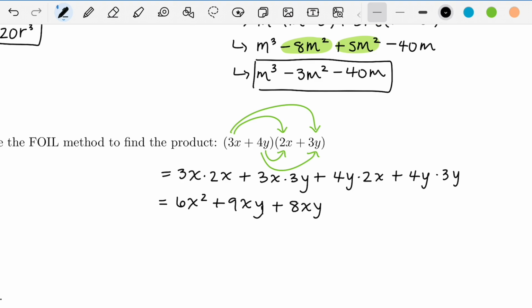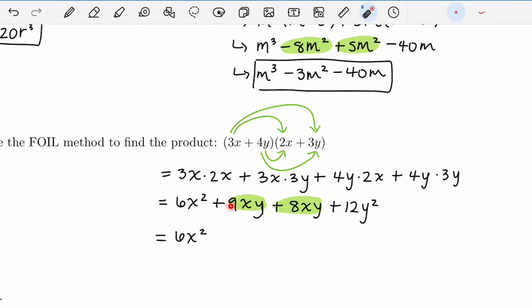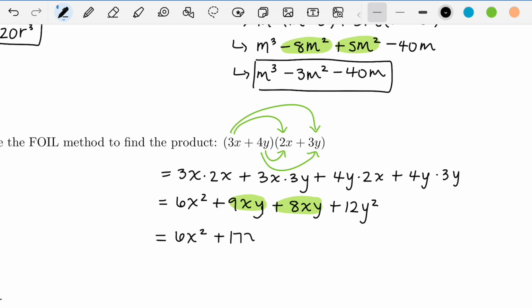And then lastly, we have 4y times 3y, so this will be 12y squared. From here, we can combine like terms. These guys are going to be like terms here. So we're going to have 6x squared. We have 9xy's, and we're going to add 8 more. This will give us 17xy's, and then we still have this 12y squared here.